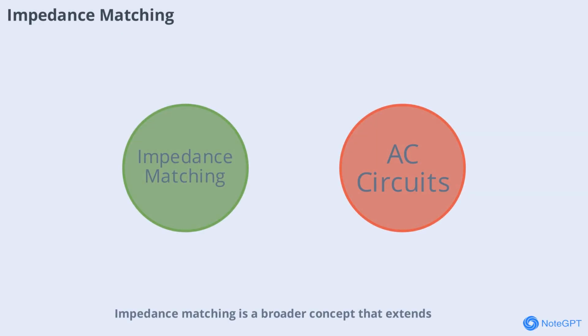Impedance matching is a broader concept that extends the maximum power transfer theorem to AC circuits, where both resistance and reactance are considered. In these cases, the load impedance should be the complex conjugate of the source impedance for maximum power transfer. This principle is crucial in RF (radio frequency) and audio applications, where impedance mismatches can cause signal loss and distortion. Understanding impedance matching helps engineers design more effective and reliable systems.